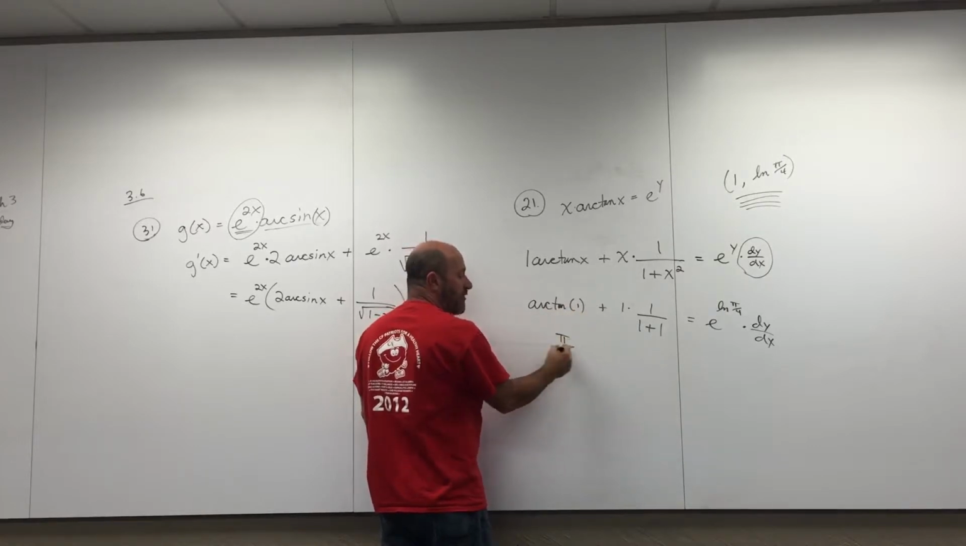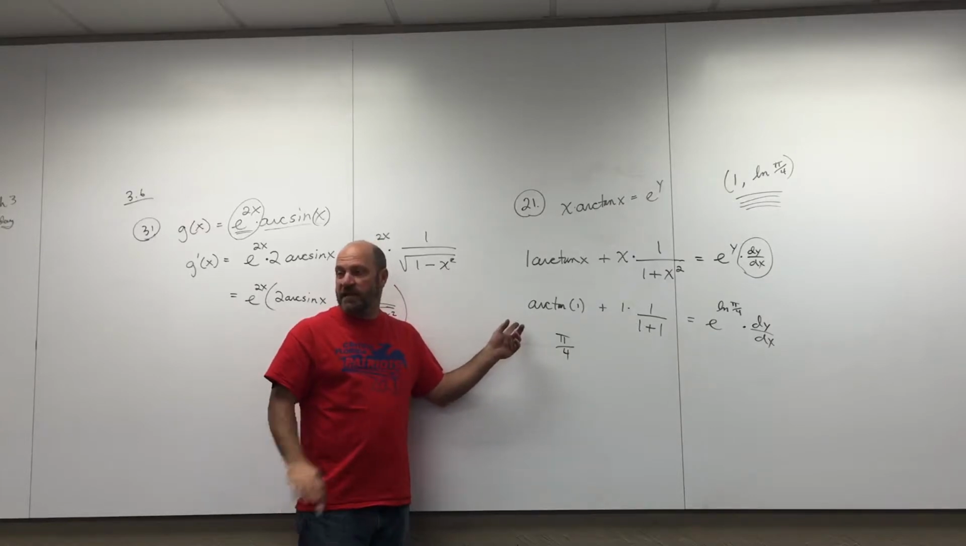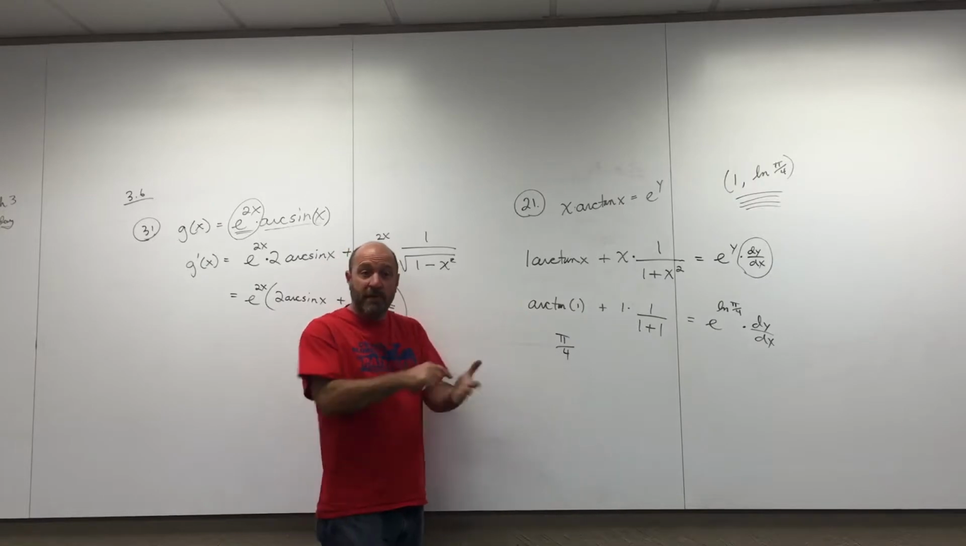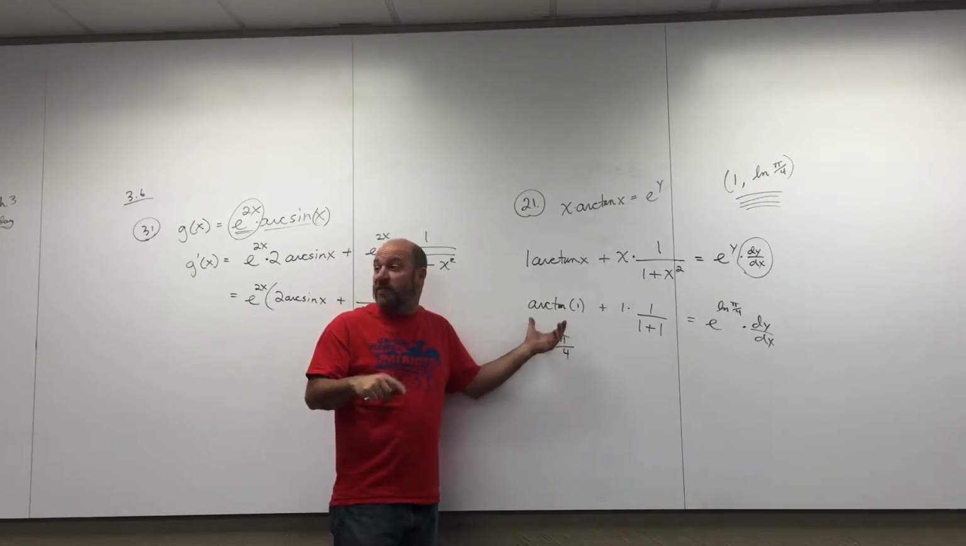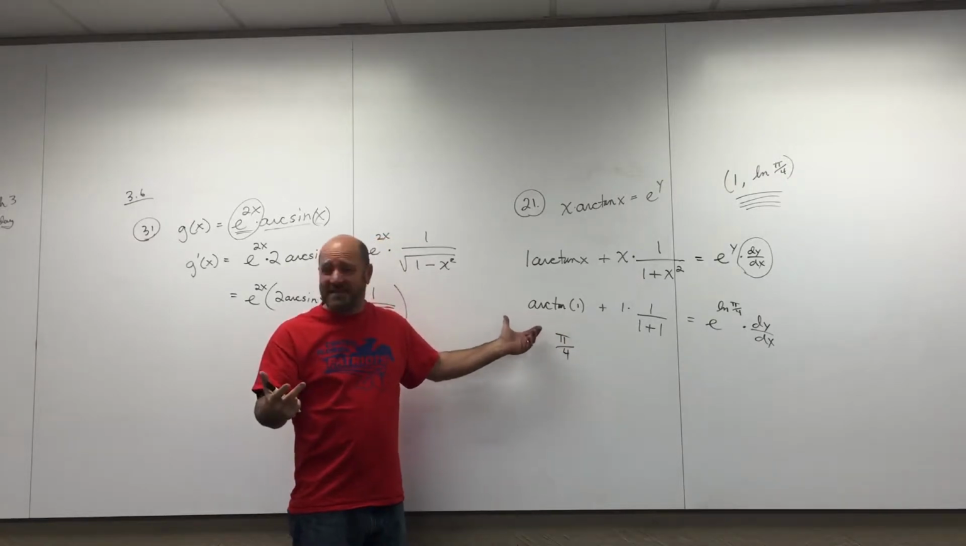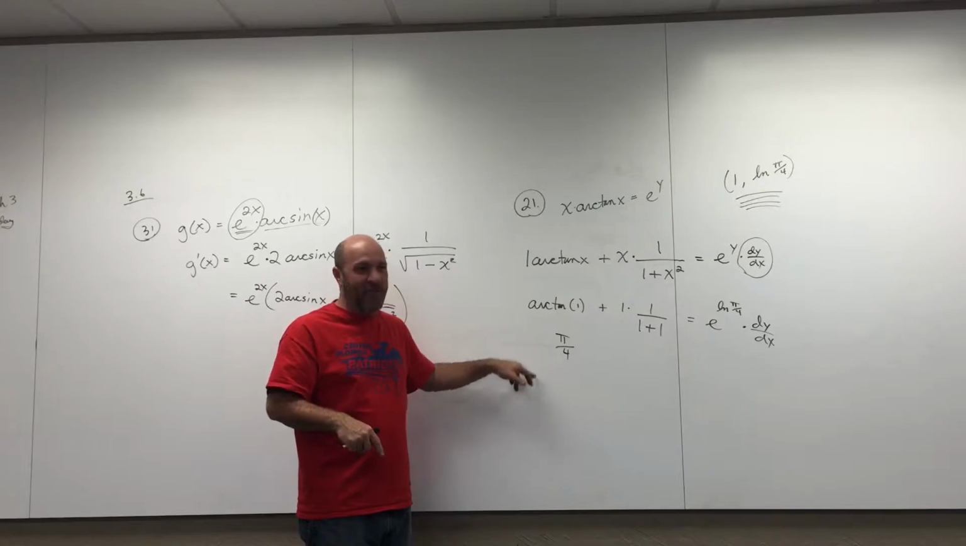It's pi over 4, 45 degrees. You should know that. It's the angle whose tangent is 1. It's the most famous angle whose tangent is 1. Your calculator would help you. Put your calculator in degree mode, find the arctangent of 1, and it'll say 45 degrees. The problem is we don't use degrees, we need pi over 4.